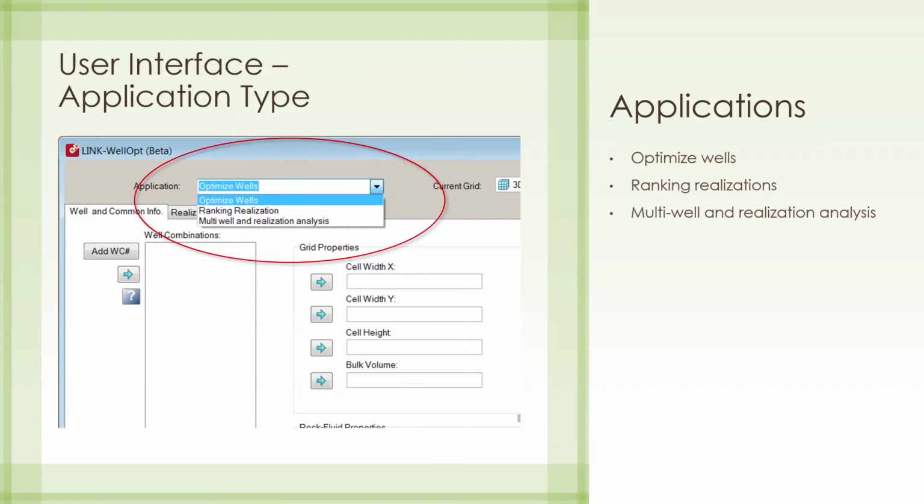When running LINK-WellOpt, the user can choose between three application modes, namely Optimize Well, Ranking Realizations, and Multi-Well and Realizations Analysis. The Optimize Well mode determines the optimal number of wells. Ranking Realizations performs the necessary analysis to determine the P10, P50, and P90 of all realizations for a fixed well combination. Multi-Well and Realizations Analysis performs the analysis for multiple well combinations with multiple realizations.